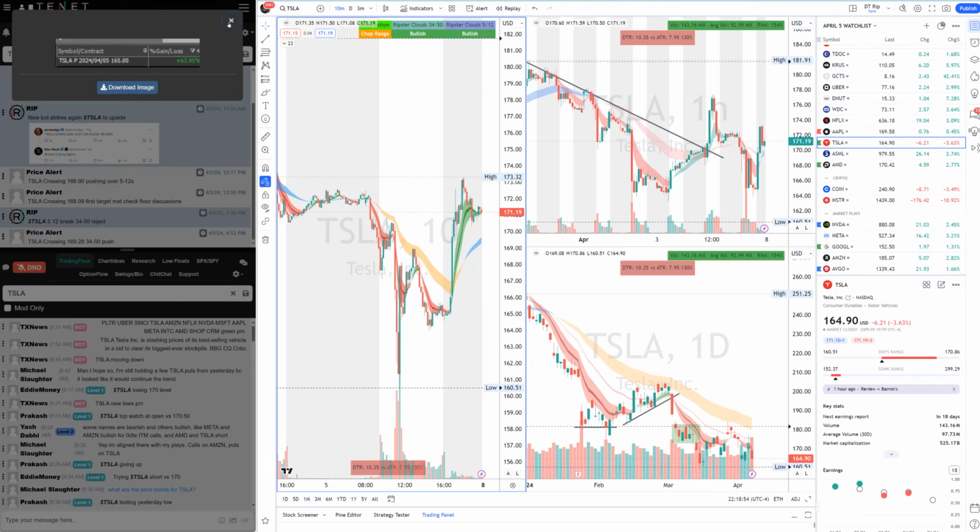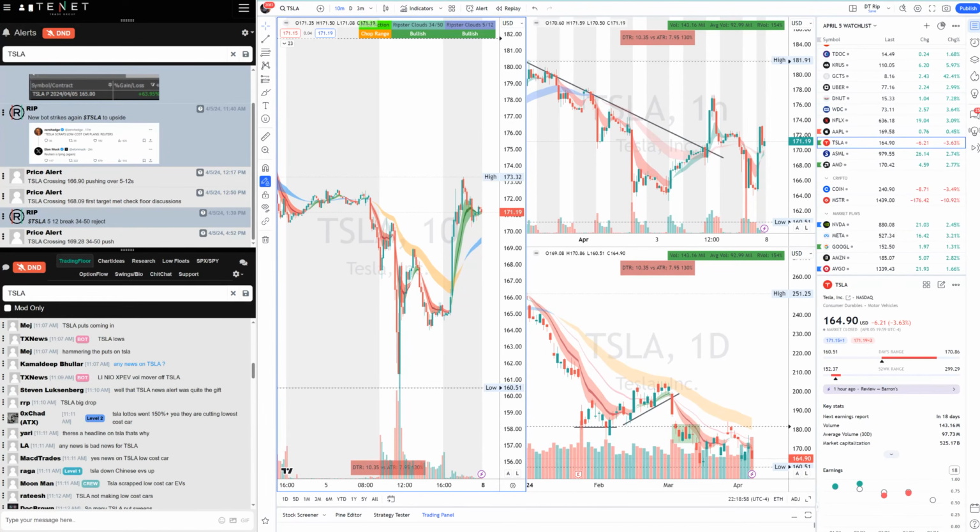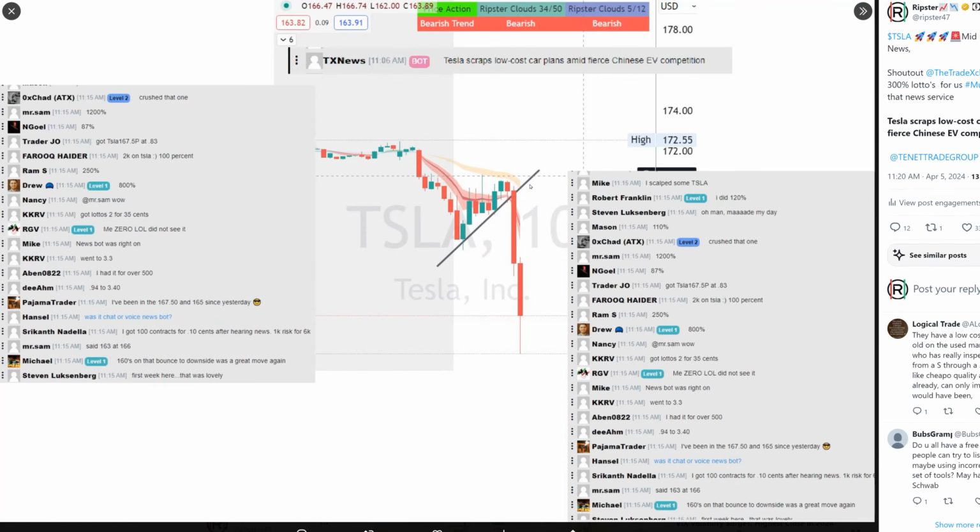So I made like 70%, but a lot of folks in the community made a lot more. I can show you this one if you want to see that. So proud of my community. Look, somebody made 200%, 800%, 500%, so much on that Tesla put. It was just crazy. I wish I saw it earlier. I didn't have my news bot on, but that's the value of our community.